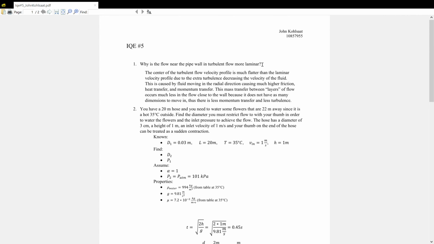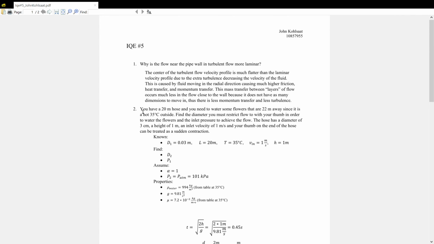And because the layers are moving at different speeds, the water moving back and forth between them causes momentum changes and energy loss. Now, the reason near the wall it is more laminar is because there's a lot less radial movement in the water, or movement between the layers, and this causes there to be less turbulence and therefore causes the flow to be much more laminar.